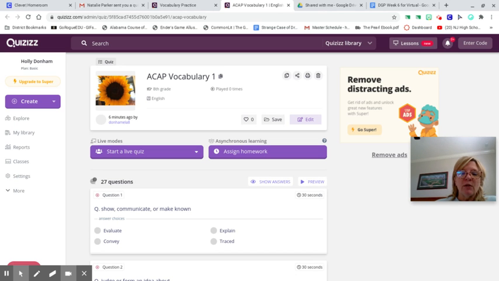These are words that we're going to be using a lot in class. You're going to hear me say them when I'm talking about our next book, which is Dr. Jekyll and Mr. Hyde. So you're going to need to make sure you know these definitions.